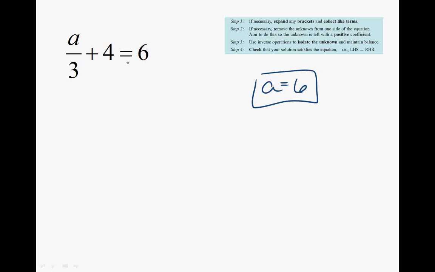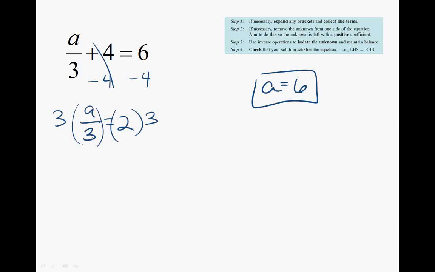Well, let's see. Opposite operations, we want to subtract 4 from both sides first. So positive 4 minus 4 will cancel, and A over 3 will equal 2. And then A divided by 3, so to cancel out the dividing by 3, we'll multiply by 3, and A will equal 6.